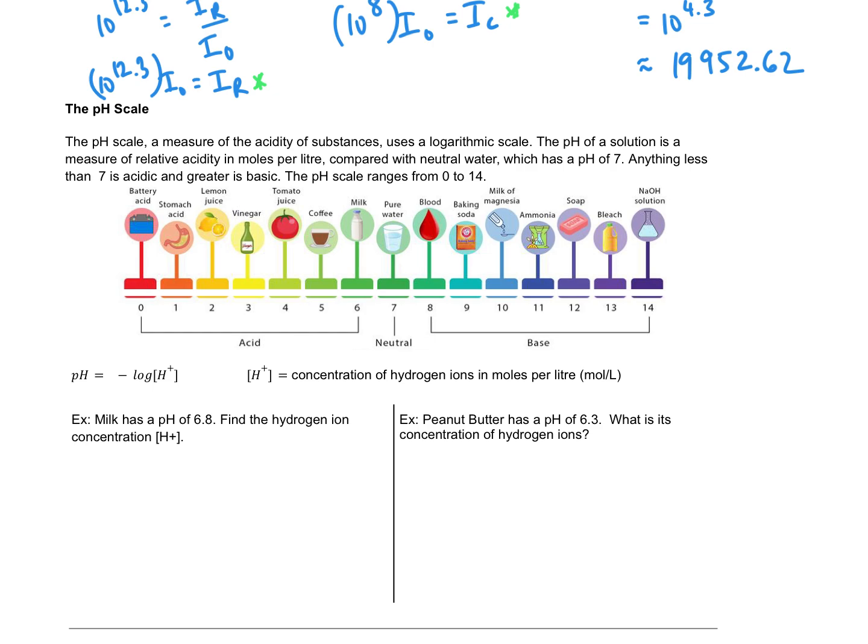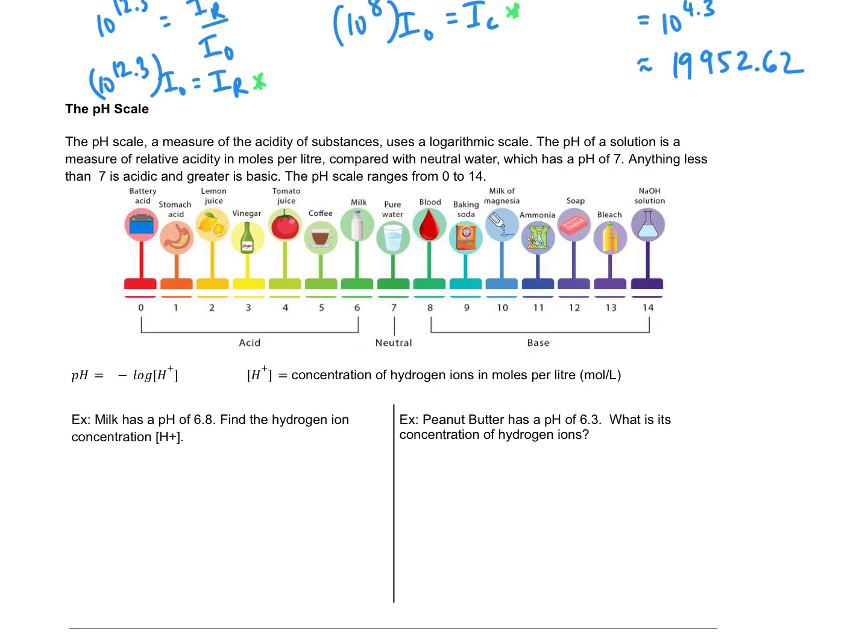Now the pH scale measures the acidity of substances. If on a pH scale we go from 0 to 14, 7 is considered neutral. Anything less than that is considered as acidic. So the closer to 0 you are, the more acidic. And anything past 7, so between 7 and 14, it's more basic. Okay, and we can calculate the pH of a substance with the following formula.